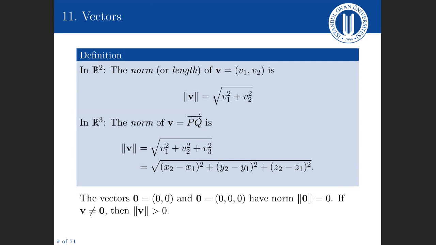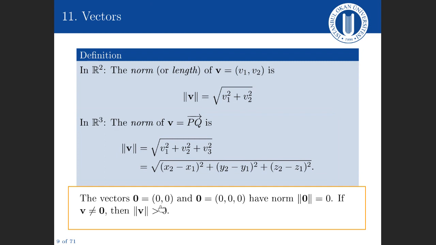The zero vectors, that's the vector (0, 0), or 0 in bold, or in 3 dimensions, the vector (0, 0, 0), which we can write using bold 0, or with a pen, underlined 0, have norm 0. You can see this from the formula. The square root of 0 plus 0 plus 0 is 0.